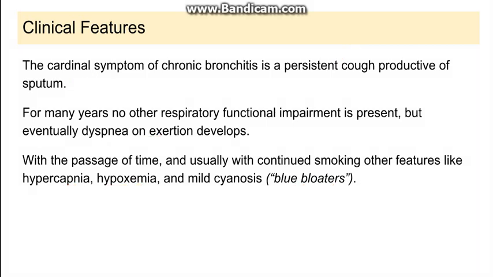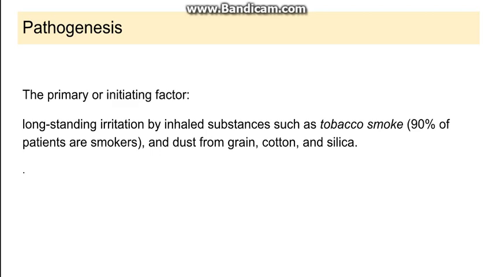Now, going to the pathogenesis of chronic bronchitis. Firstly, there is a primary or initiating factor, and then there is a secondary factor. Firstly, we'll discuss the primary factor. The primary factor is due to long-standing irritation to the epithelia of the lung, which can be due to tobacco smoke, the most common cause of chronic bronchitis, as 90% of the patients are smokers. But irritation can also be from the dust, from the grain, from the cotton, silica, or other pollutants, and these can lead to changes in the lung epithelia.